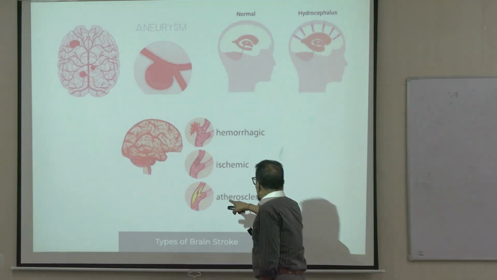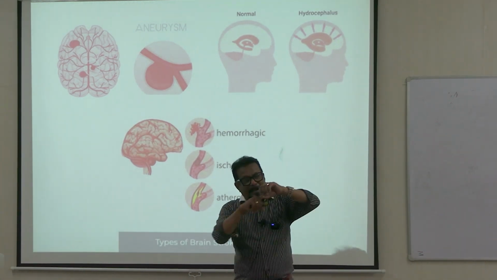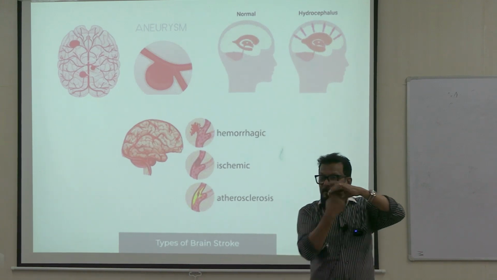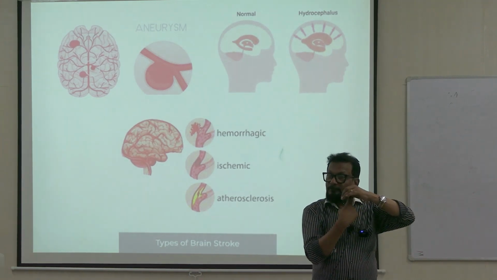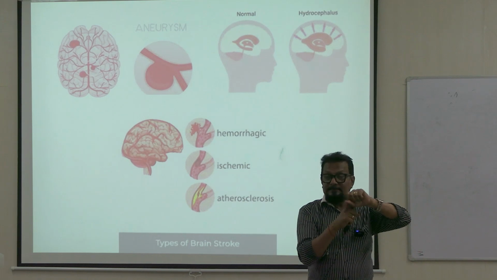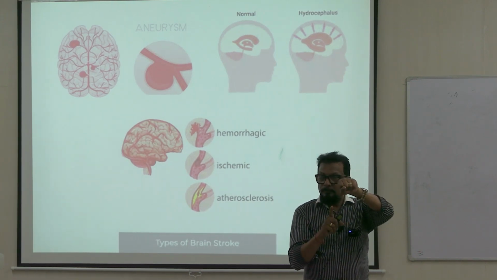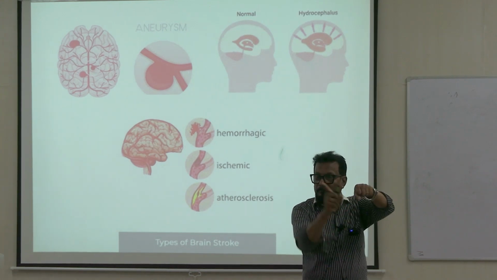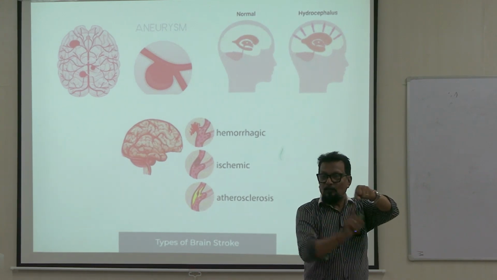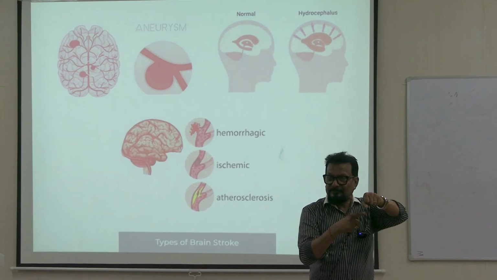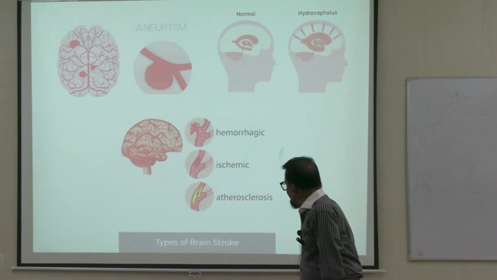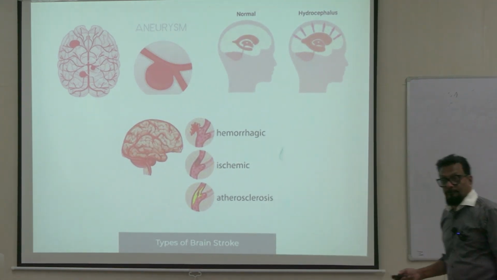Another is atherosclerosis. Here blood vessels become narrowed because of accumulation of atherosclerotic plaque. This plaque ultimately will be blocking the blood vessels, so no blood will be coming because of this atherosclerosis, and it will result in atherosclerotic brain stroke.